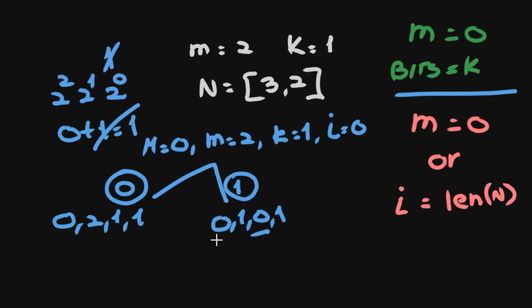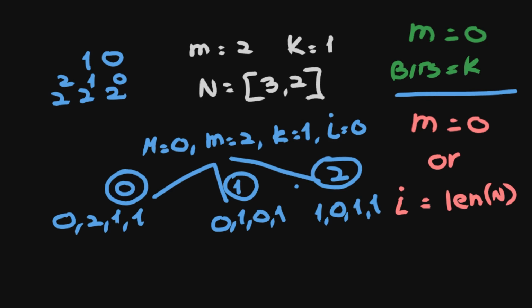So our new mask will be 0. We are right shifting this, and the new k will also be 0. m will be the previous m minus 1 because the current frequency is 1, so we subtract 1. And i will be the previous i plus 1. We are moving 1 index.